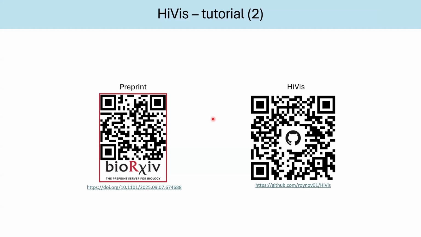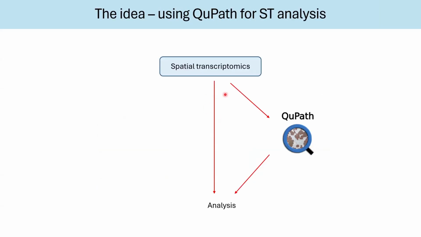So in this tutorial, we'll show you how to use the HiVis tool, the basics, and so on. So the idea of HiVis is that you can work on spatial transcriptomics data. You can do normal analysis in Python, but additionally, the image analysis will be handled in QPath, which is a very good software for image analysis.